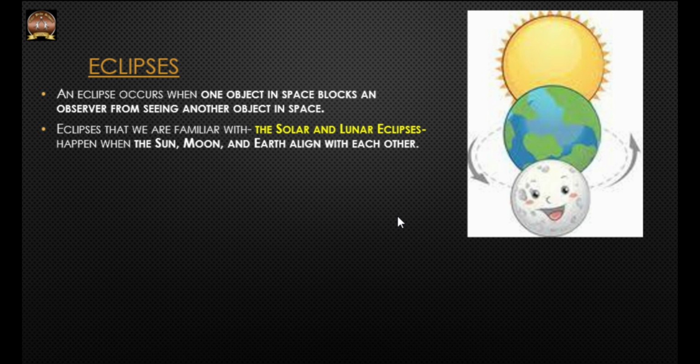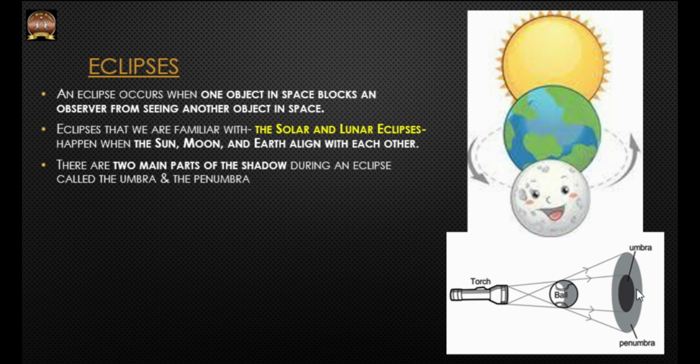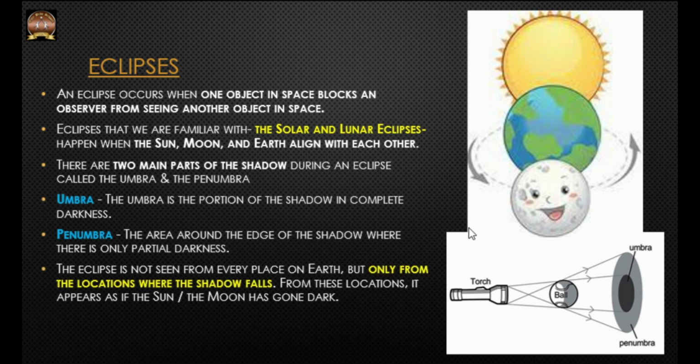To understand more about eclipses, we need to learn about two terms which have something to do with shadows. Any shadow cast has two main parts, the umbra and the penumbra. The umbra is a portion of the shadow that is in complete darkness, and the penumbra lies around the umbra and is a region of partial darkness. The eclipse is not seen from every place on earth, but only from the locations which are situated either in the penumbra or the umbra regions. From these locations, it would appear as though the moon has gone dark.